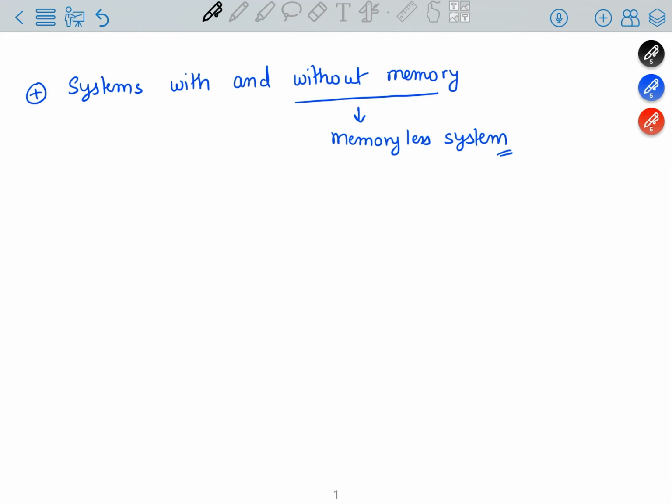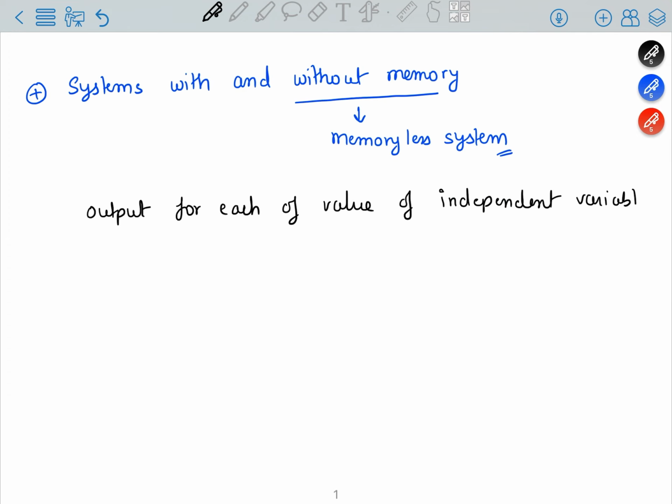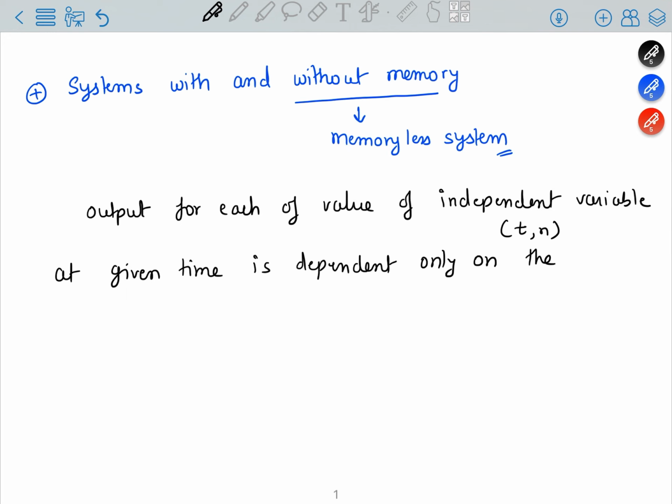The definition says that a system is said to be memoryless if its output for each value of the independent variable, at a given time, is dependent only on the input at that same time. Here the independent variable can be t for a continuous time system and n for a discrete time system. So the independent variable here is time.